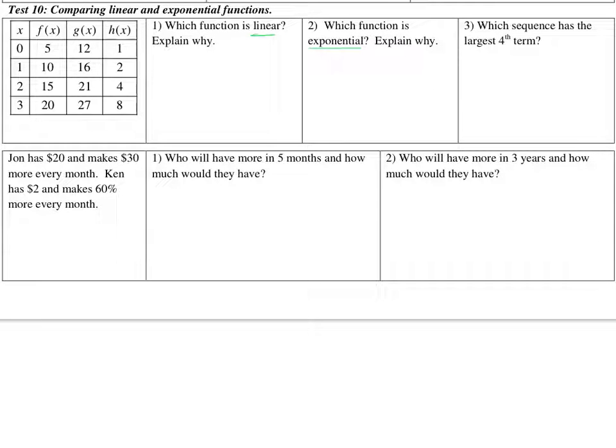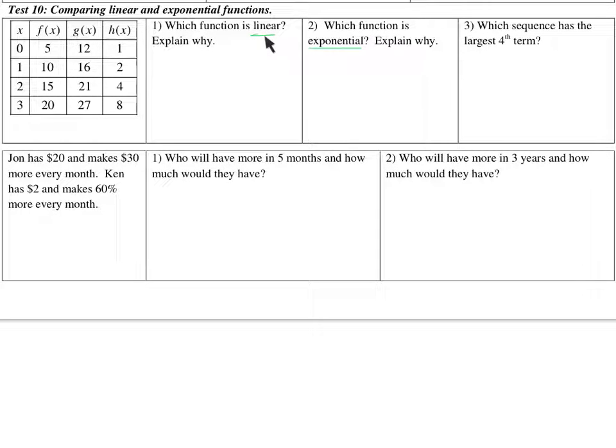So our three questions are, which is a linear, which is an exponential, and what would be the fourth term or the largest fourth term out of these? And these two have to have an explanation, explaining it. So let's think about how we would approach this problem. I want to approach this problem with first saying linear and exponential, saying which one's which.